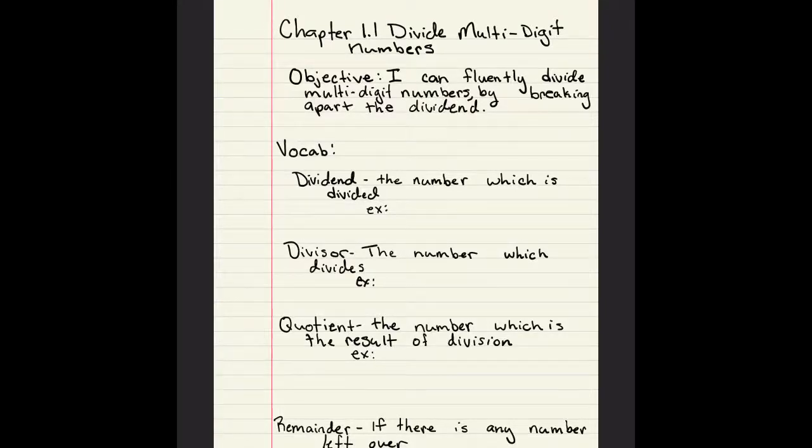Okay, welcome to chapter 1.1. This is dividing multi-digit numbers. So our objective is: I can fluently divide multi-digit numbers by breaking apart the dividend.